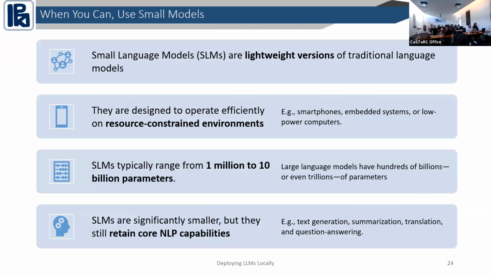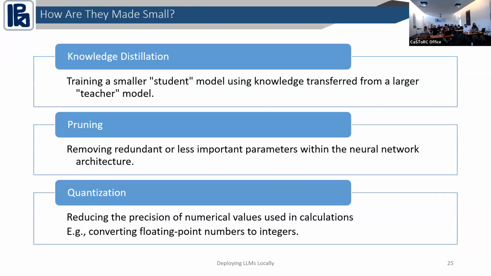And then you can also use small models. So we're talking about large language models, but you can also have lightweight versions of these traditional models. And these are designed to operate efficiently in resource-constrained environments, right? So either smartphones, embedded systems, and so on. And these are much smaller than the typical foundational models. And the idea is that they still retain their core natural language processing capabilities. So you can still use them for text generation, summarization, translation, Q&A, and so on.